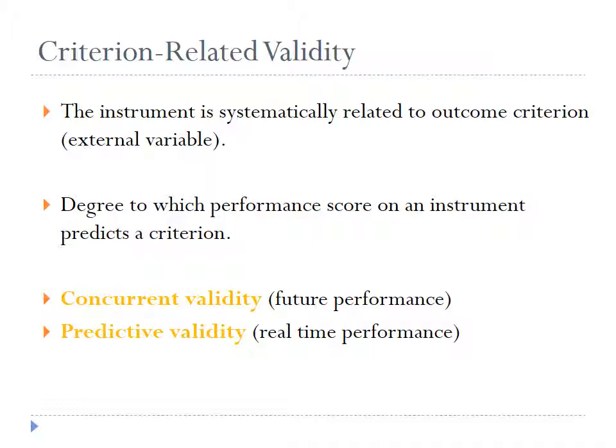There are two different types of criterion testing we could look at: concurrent and predictive. Concurrent validity looks at real-time performance. Predictive validity looks at future performance.